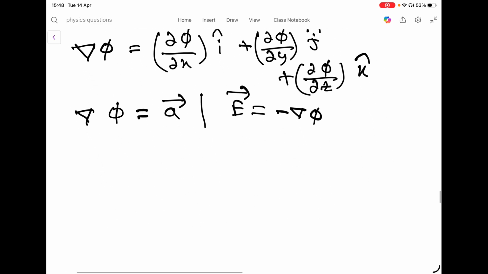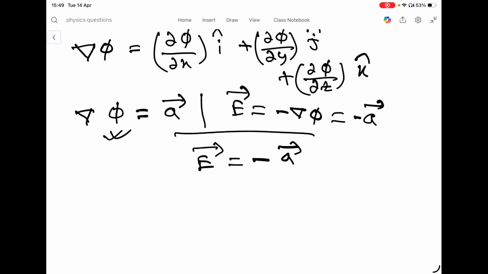And we know del phi equal to a, so it will become minus a vector, right? So what is the electric field? Equal to minus a vector.